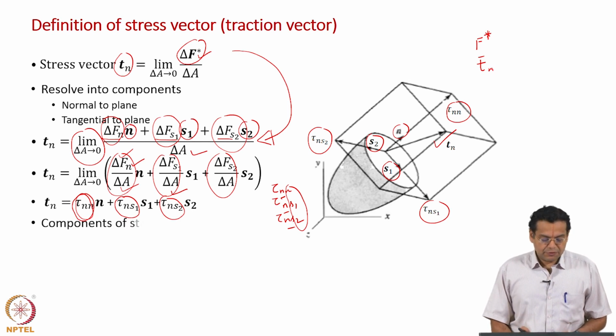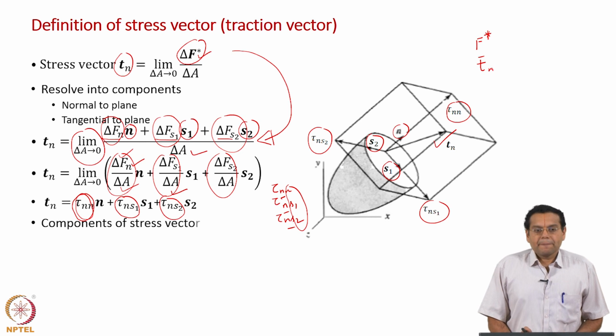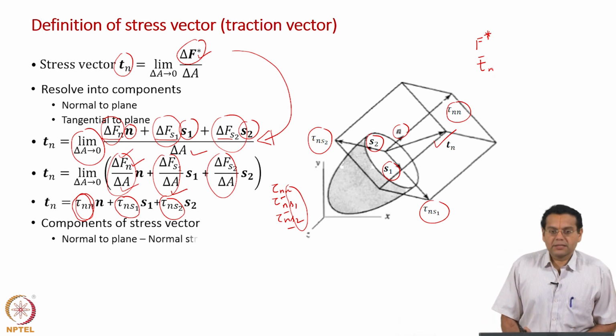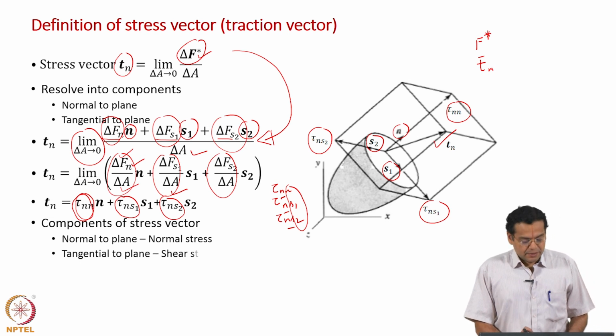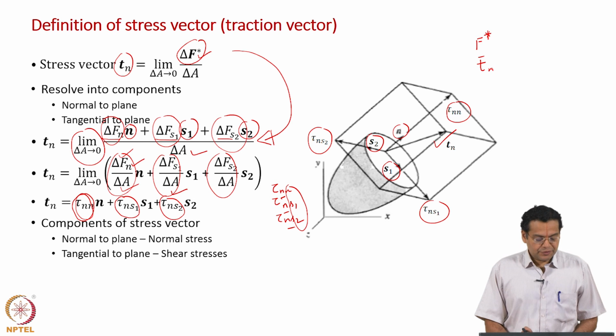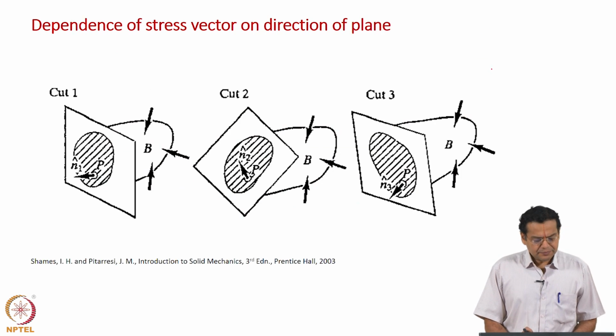Okay. Of course, in terms of terminology we have discussed components of the stress vector. The component normal to the plane is the normal stress, and the components tangential to the plane are the shear stresses. So, one component of normal stress, two components of shear stresses. Okay.